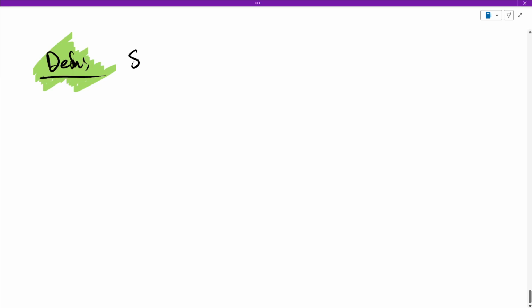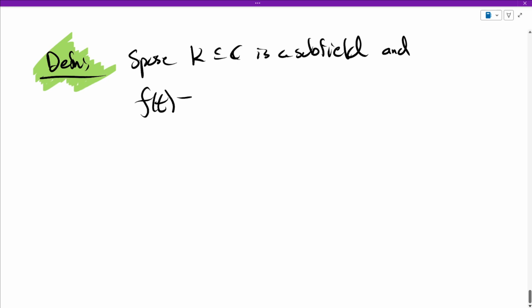Okay, so suppose K is a subfield of C. We're going to introduce something called the formal derivative, and then we're going to use it to start proving that every irreducible polynomial over a subfield of C is separable. So suppose K subset of C is a subfield, and suppose we took some polynomial with coefficients in K, so some random one.